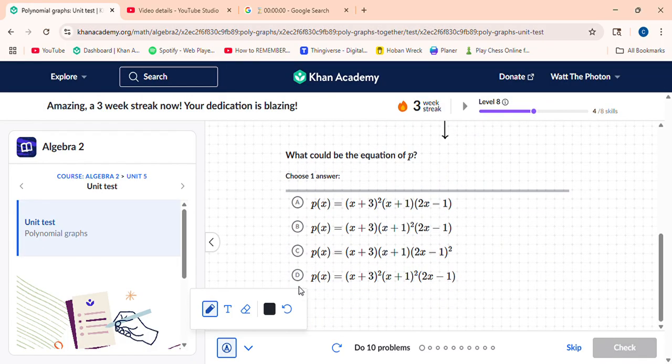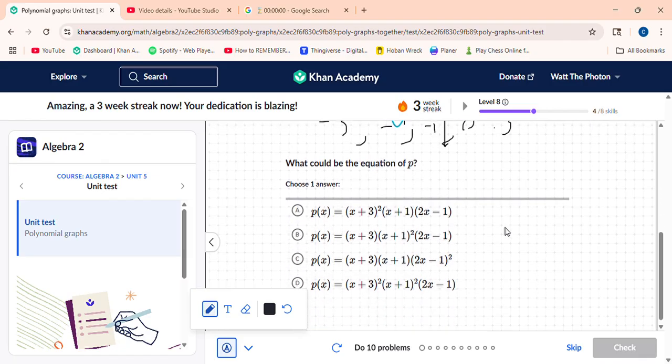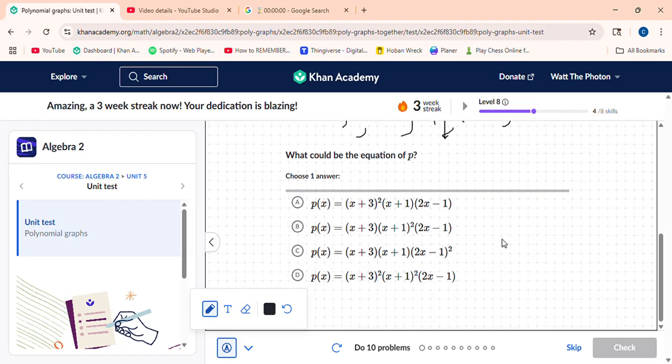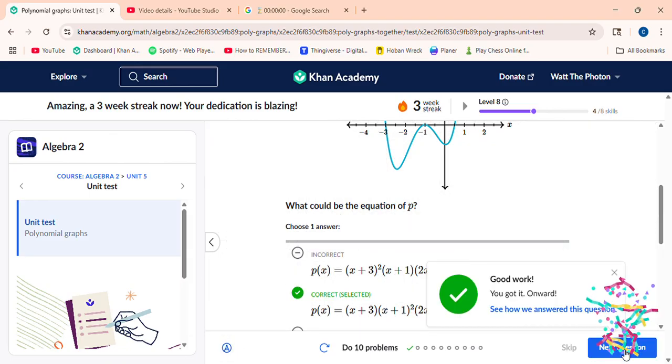No, it's probably not. So the roots are -3, -1, -1, 0.5. So we have, it's not going to be C. -1, -1, not this. -1 twice, so it has to be B. There we go.